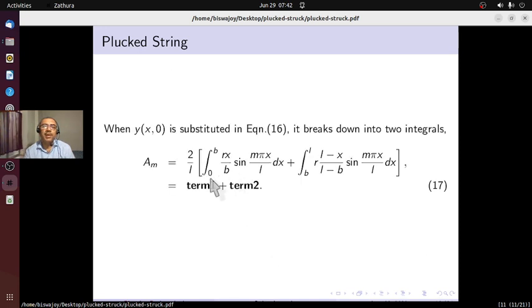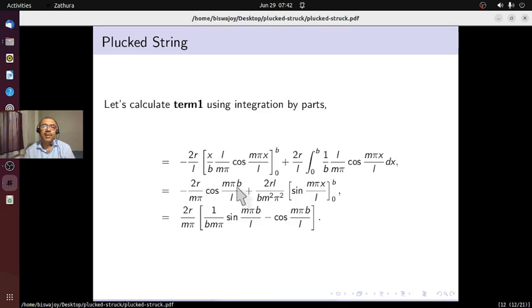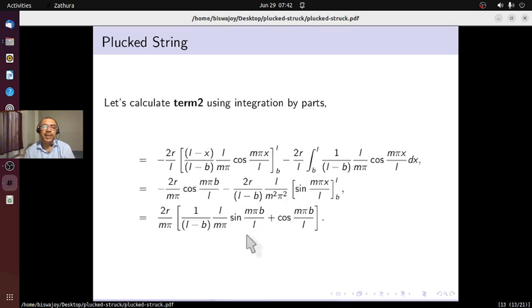So if I put the displacement at time t equal to 0, my integration is broken into two parts, 0 to b and b to L. We can find out term 1 and term 2. We integrate term 1, we integrate term 2.